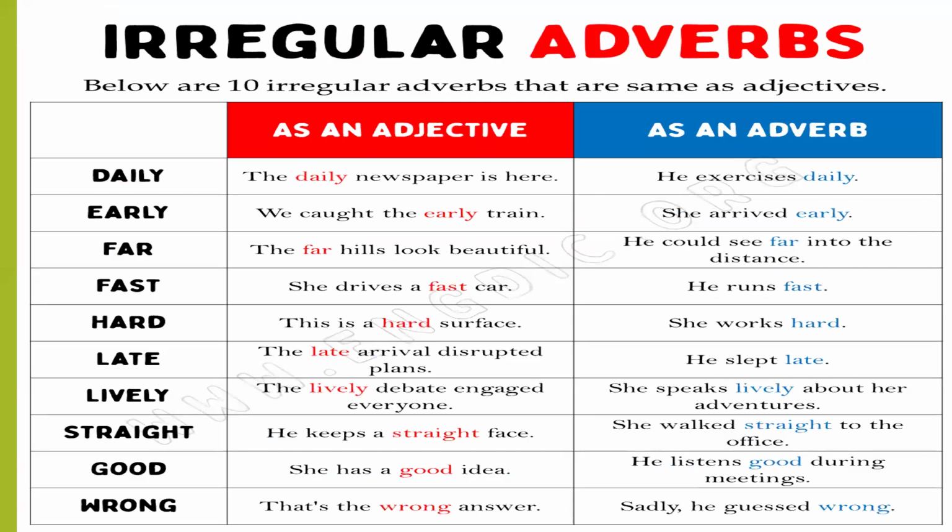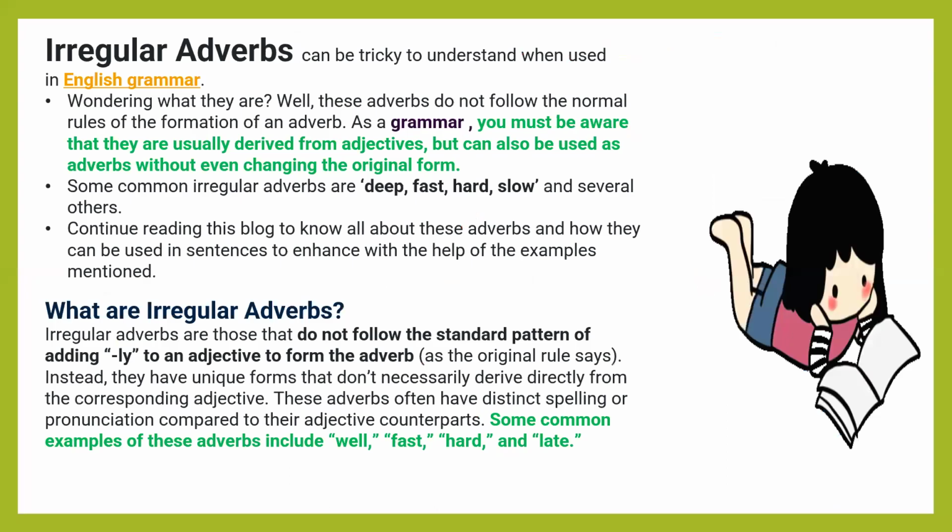Irregular adverbs as adjectives and as adverbs are given here for revision. You just revise this and try to understand it. Irregular adverbs can be tricky to understand when used in English grammar. We are all puzzled and wonder what they are and how to use them in our sentences. You must be aware that they are usually derived from adjectives. The most important point: irregular adverbs are usually derived from adjectives and can also be used as adverbs without changing the original form. In the previous slide, we saw that they act as both an adjective and an adverb, with no change in the word form. So it's a very important point.